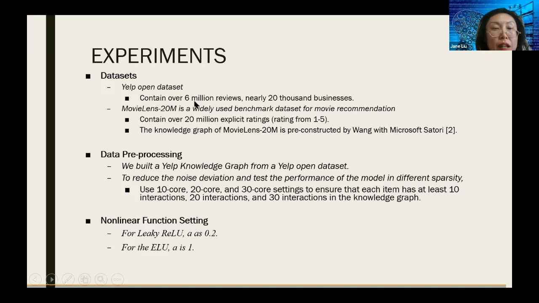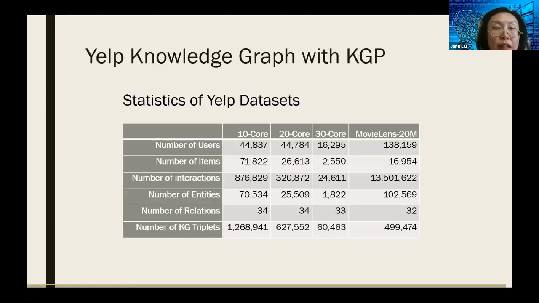In addition to the Yelp data, we also use the original MovieLens 20 million data set, which was also studied in the knowledge graph convolutional network study. The parameter a for the Leaky ReLU is 0.2 and for ELU is 1. This is based on our study, where we varied the value of a to find the best one.